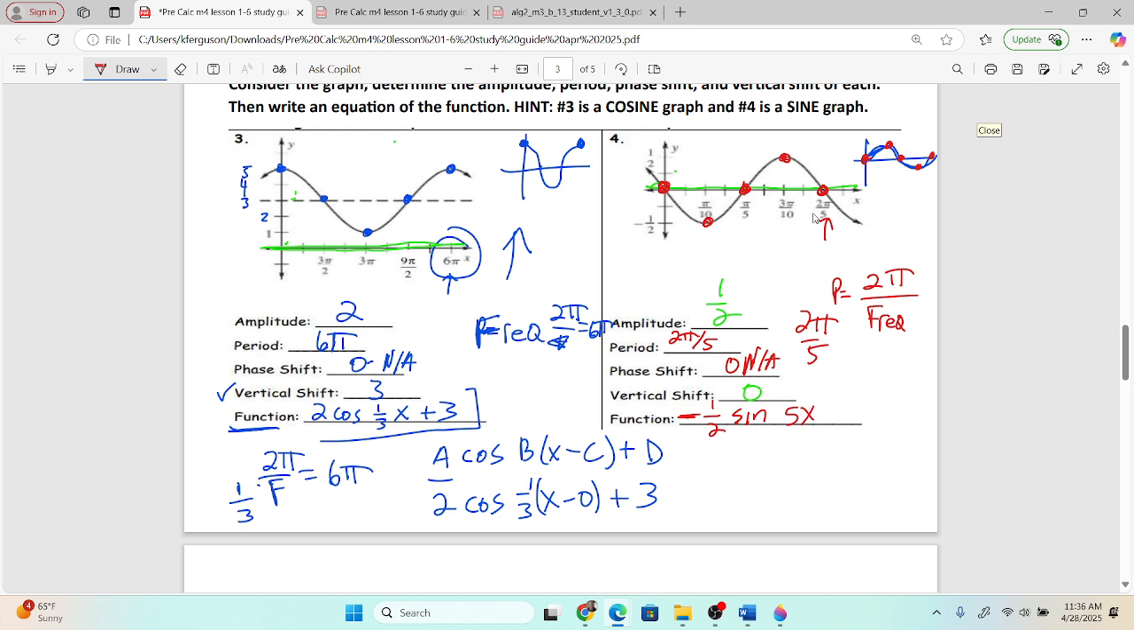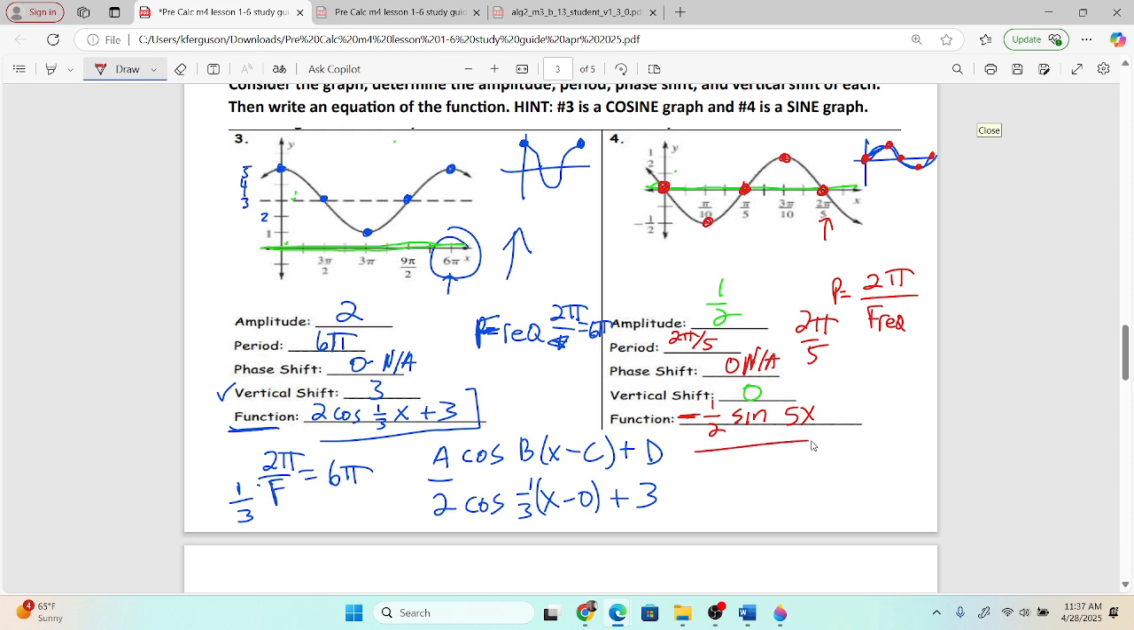And then do we have a vertical shift? Did it go up or down? It didn't go up or down. It just reflected. See, look at the difference between 3 and 4. The midline is the green line, right? It went up 1, 2, 3 because there's my new midline. Where's my midline right here? It's the same spot that it was, right? And so it didn't go up or down. So that would mean the vertical shift is 0.